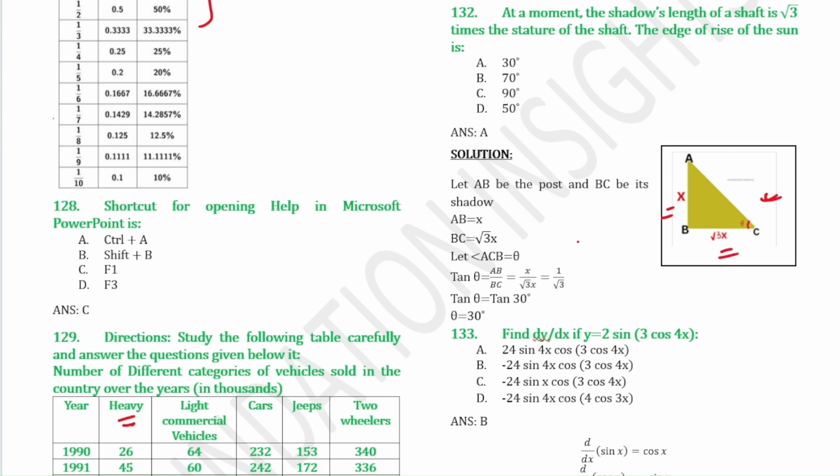Now if you see this one, we know that tan theta is equal to perpendicular by base. So perpendicular is AB and the base is BC. So tan theta is AB by BC. AB we're considering as x, and BC is √3 x. So x can be cancelled, then you will get 1 by √3. Now we know that tan 30 degree is 1 by √3, right? So instead of 1 by √3, we will write tan 30 degree. So tan can be cancelled, then you will get the value of theta, that is 30 degree.